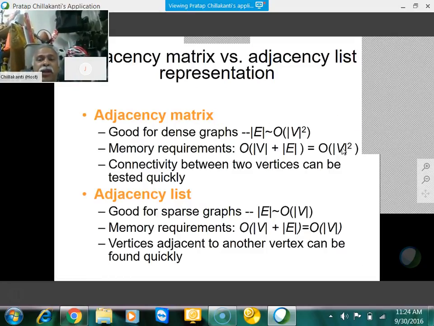We covered this slide. I duplicated the slide here. Generally, an adjacency matrix is good for dense graphs, meaning the number of edges is approaching the order of V squared. And lists are good for sparse graphs.